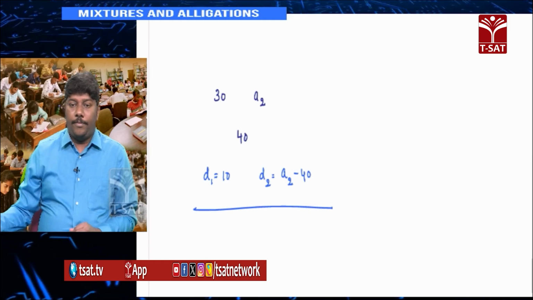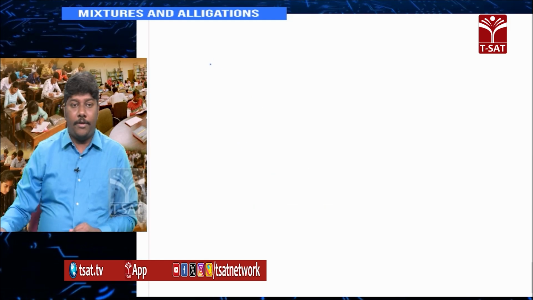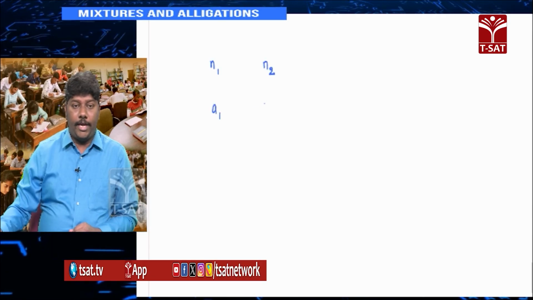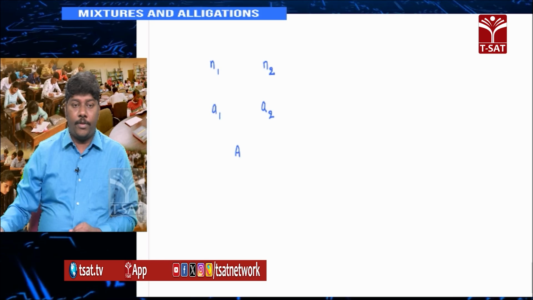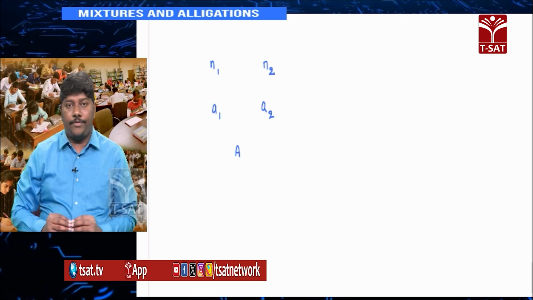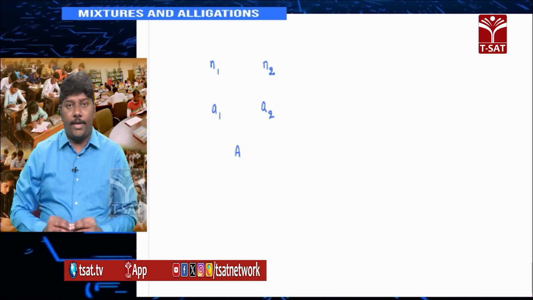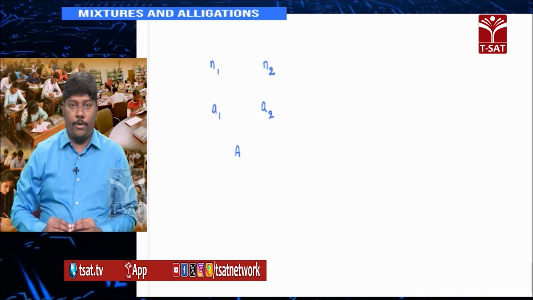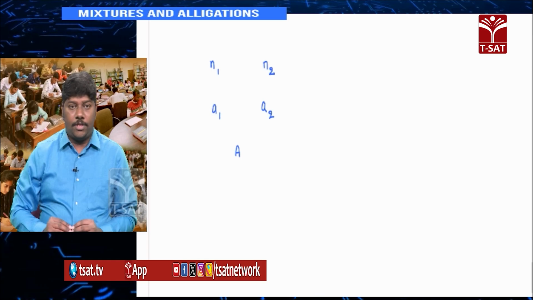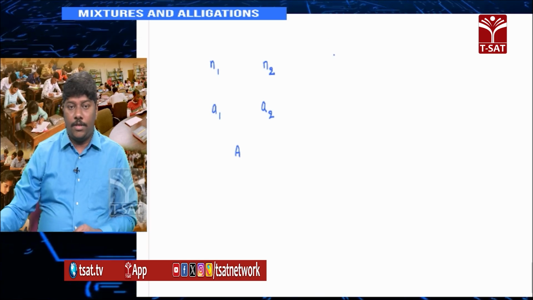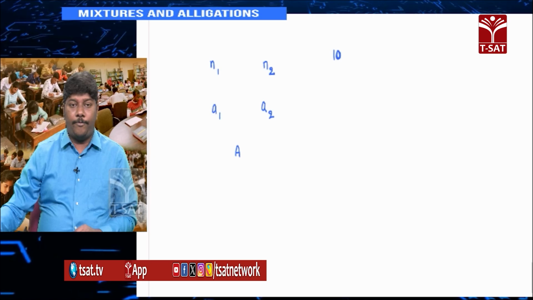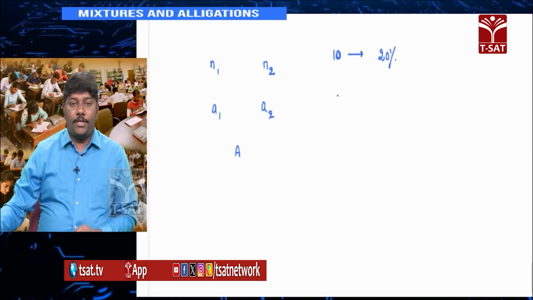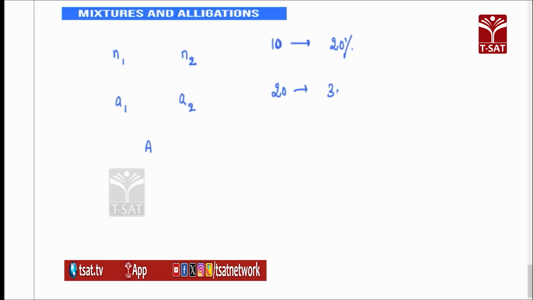Now, the main important thing is these 5 variables: N1, N2, A1, A2 and the capital A. This is the whole basis of your mixtures and alligation. Here I have taken an example for average, okay. But when it comes to typical mixtures, N1 becomes, suppose I have 10 liters of mixture, type 1 mixture which consists of 20% milk in it. Another 20 liters of mixture which consists of 30% milk in it.